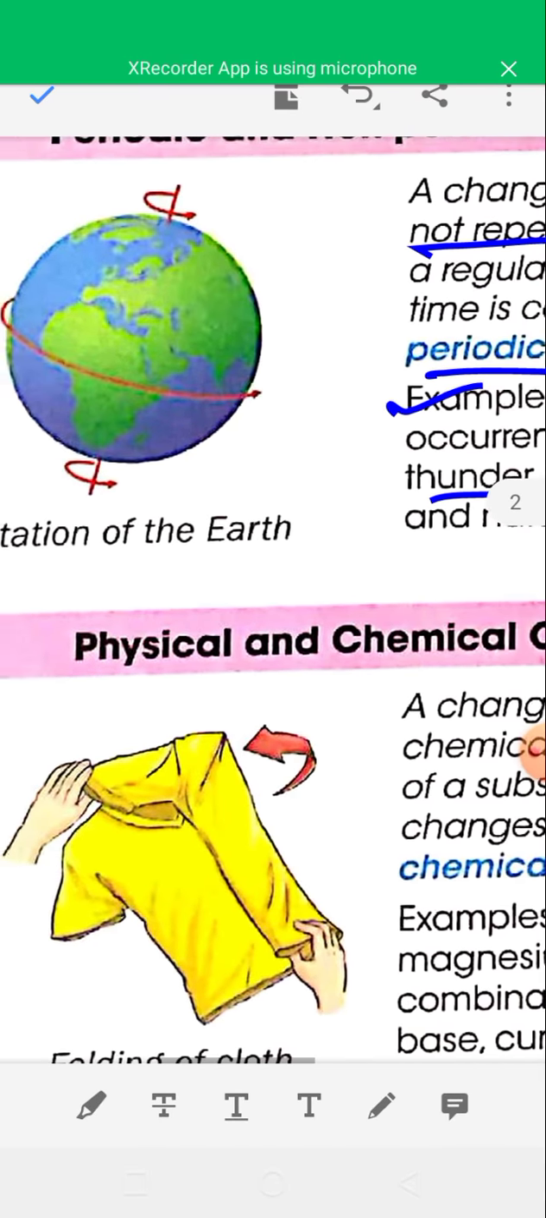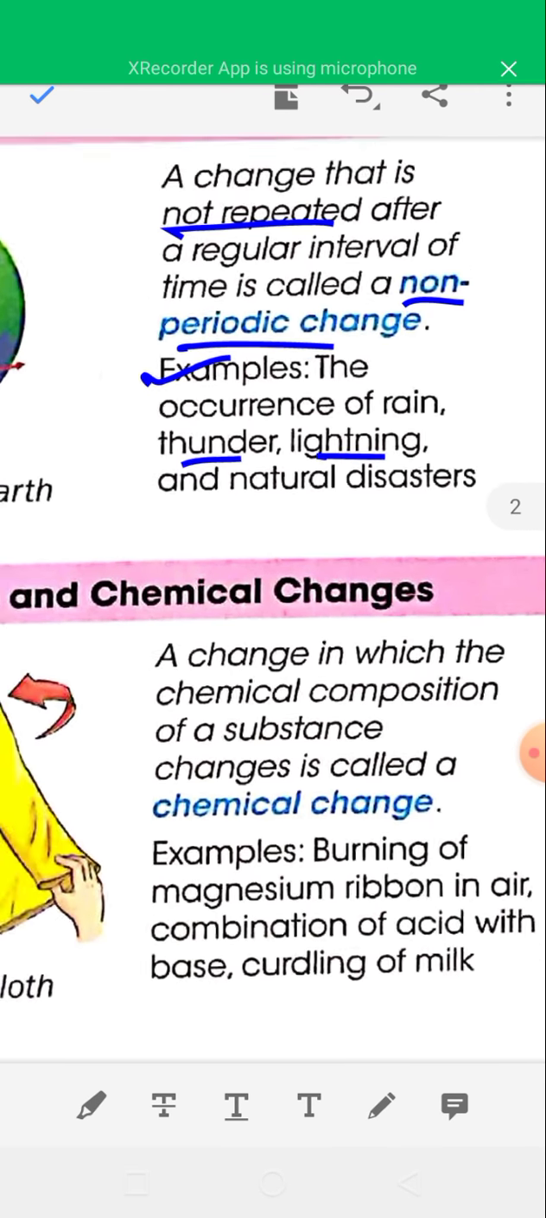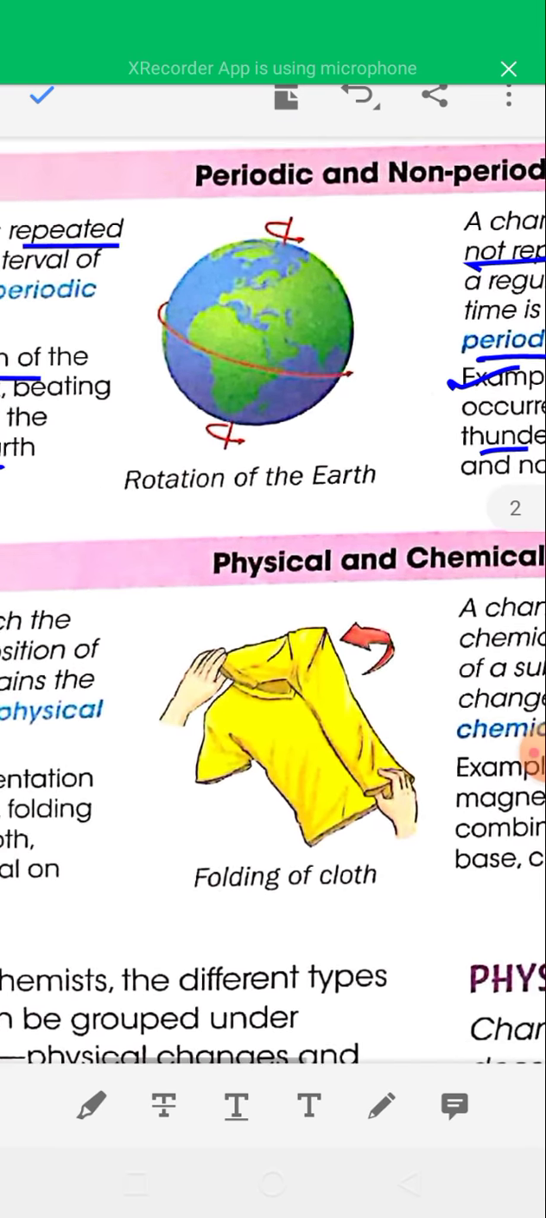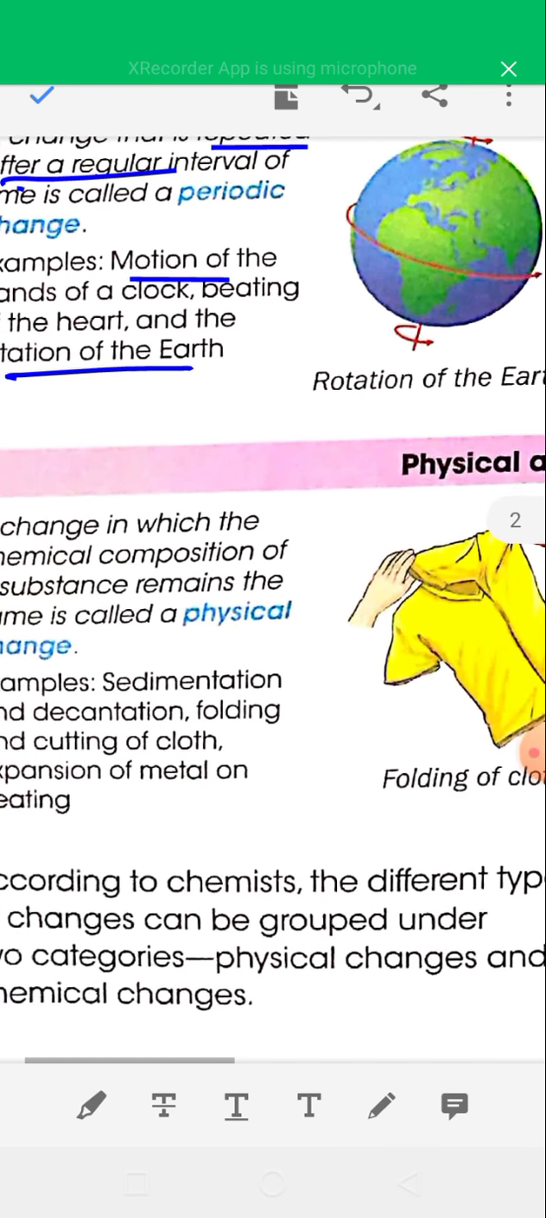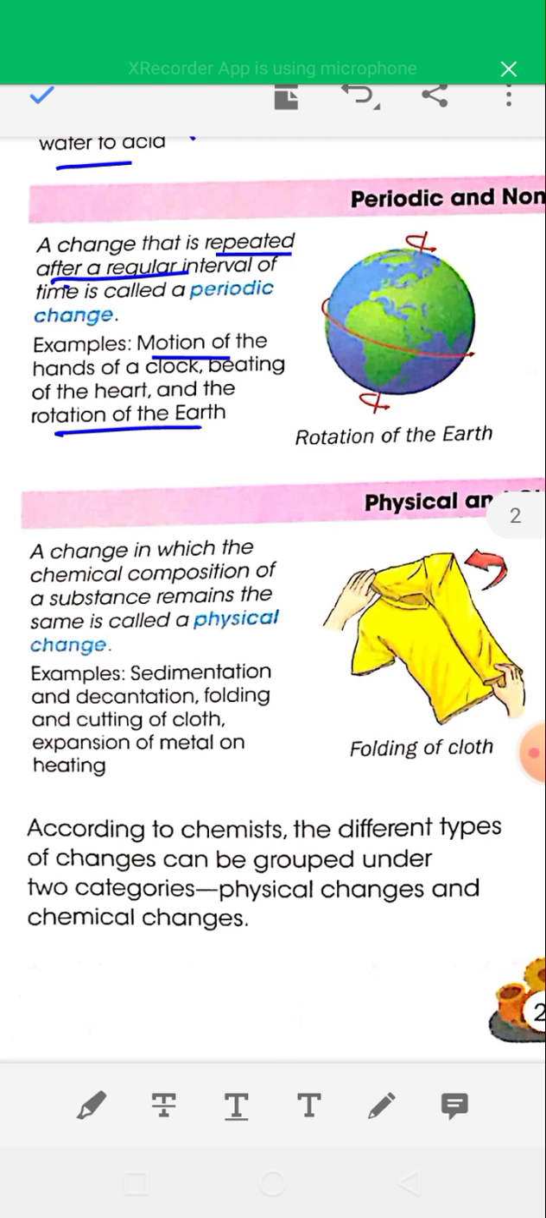Next type of change: physical and chemical change. So first, physical change. What is a physical change? A physical change is a change in which the chemical composition of the substance remains the same. That is, there is no change in the chemical composition of the substance in a physical change. So a change in which the chemical composition of a substance remains unaltered is called a physical change.